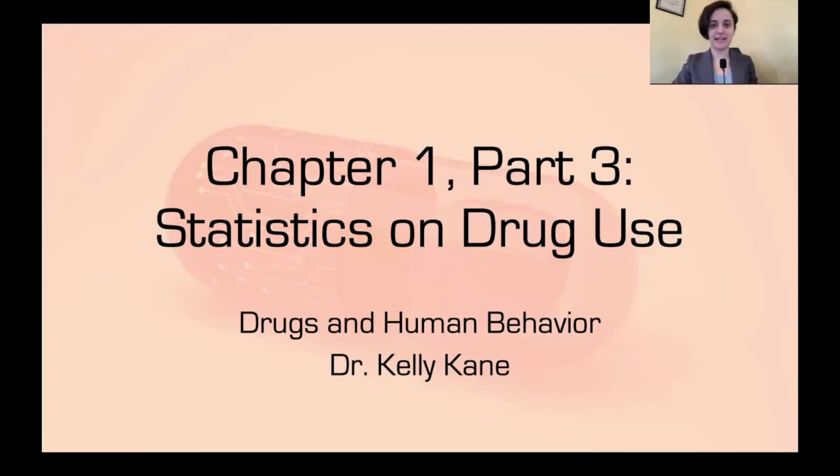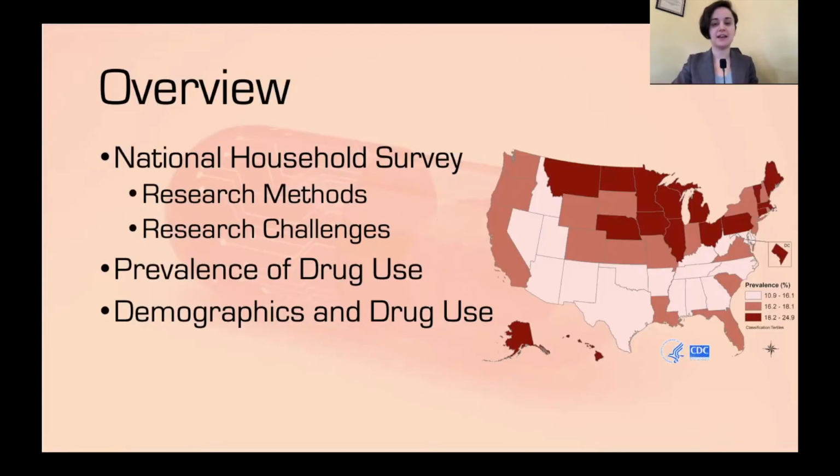Hello. In this video, I'm going to be talking about some of the major statistics on drug use, or the prevalence of drug use in the United States. So I'm going to go over the Major Household Survey, basically that looked at all of the different types of drug use across a large nationally representative sample. I'm going to talk about some of the research methods they used, some of the research challenges unique to studying drug use, and then I'm going to talk about the prevalence, or again, the frequency of drug use, and demographic factors in drug use, such as age and gender and ethnicity.